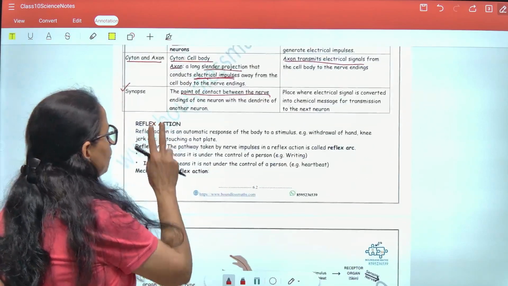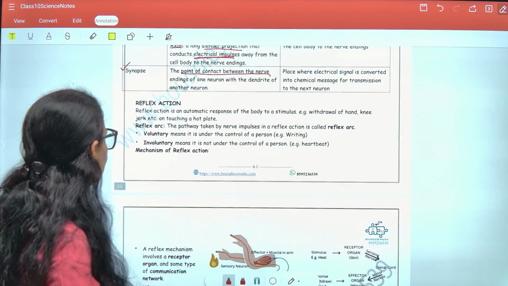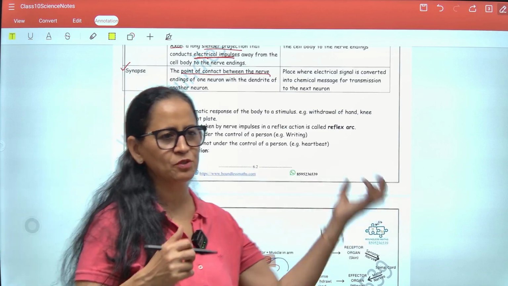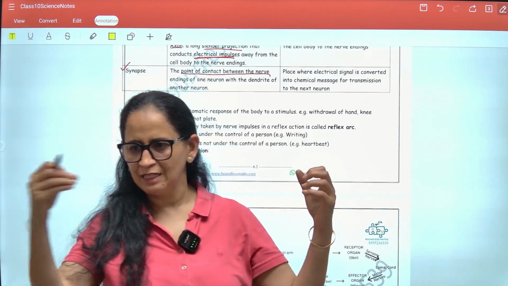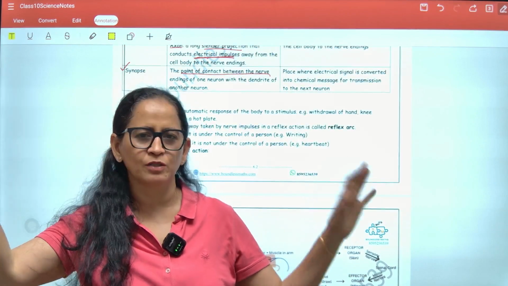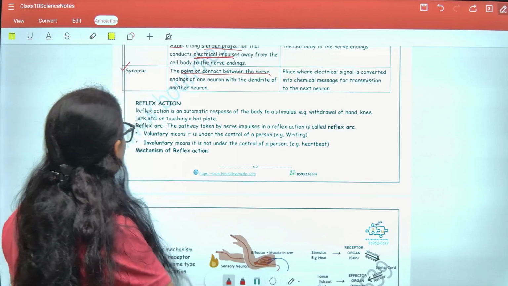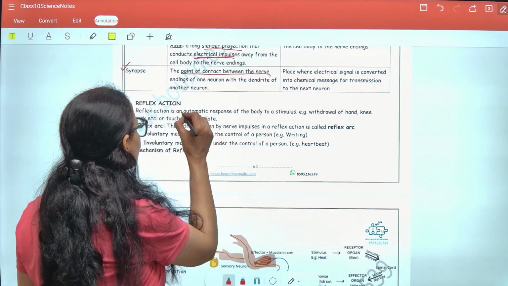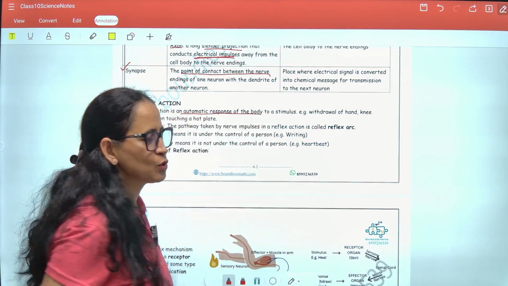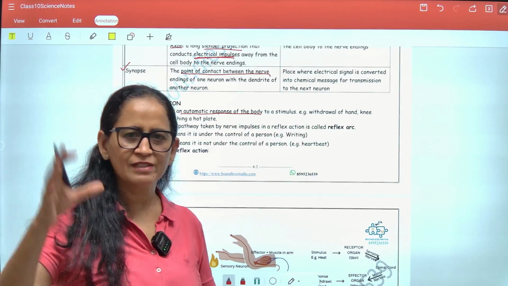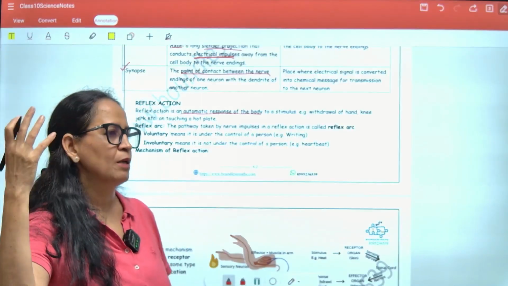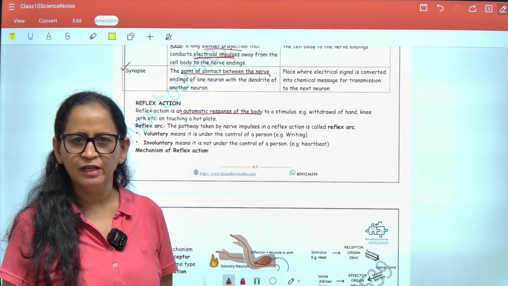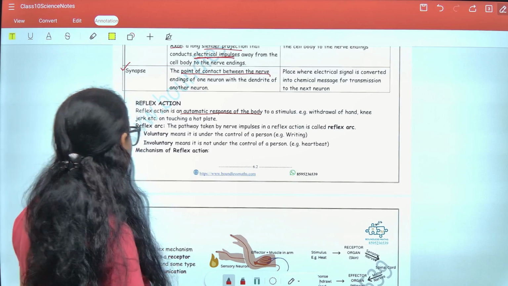Now let's come to a very important concept: what is reflex action. So we understood how a single neuron would work by capturing chemicals and then transmitting them as electrical signals and then releasing chemicals back into the synapse, right? Now let's look at what is reflex action. Reflex action is an automatic response of the body to any changes or any stimulus from the environment. For example, blinking of eyes when you come across very bright light entering your eyes, or withdrawing of hands when you touch something very hot or cold, right?